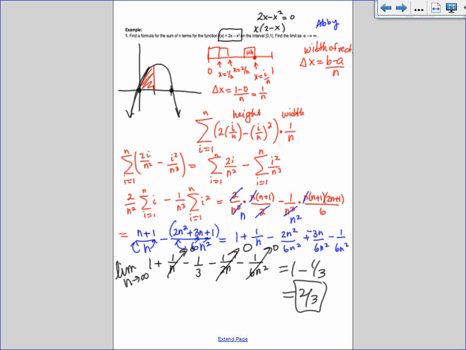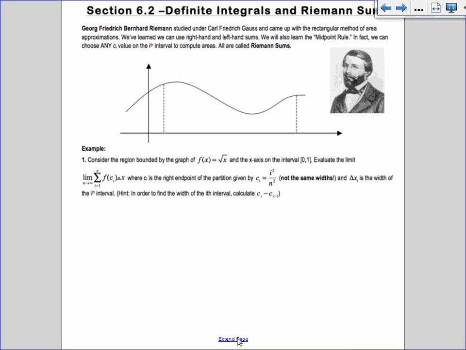Yes? Because I took the n plus 1 and I divided by n, which means I had n over n plus 1 over n. So it became 1 plus 1 over n. I brought the n into both pieces. All right, you getting it? Kind of? Okay, let's try another one.